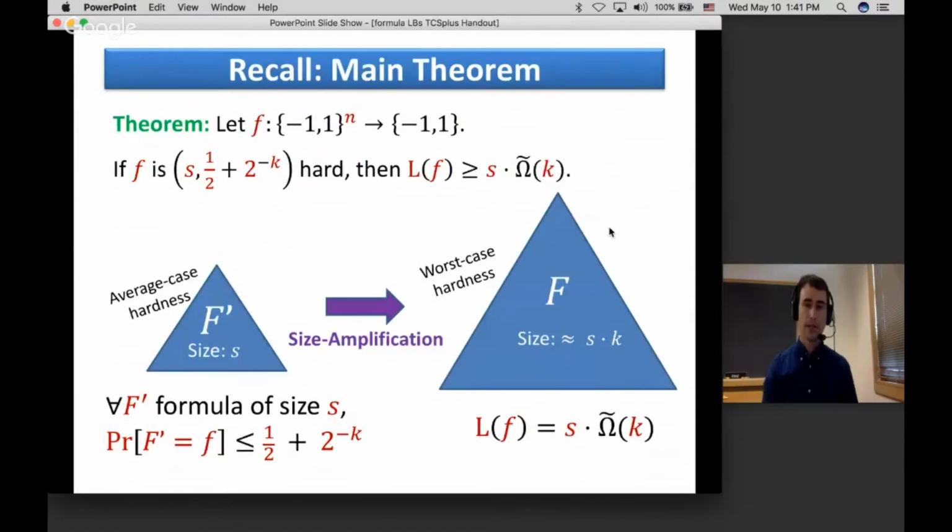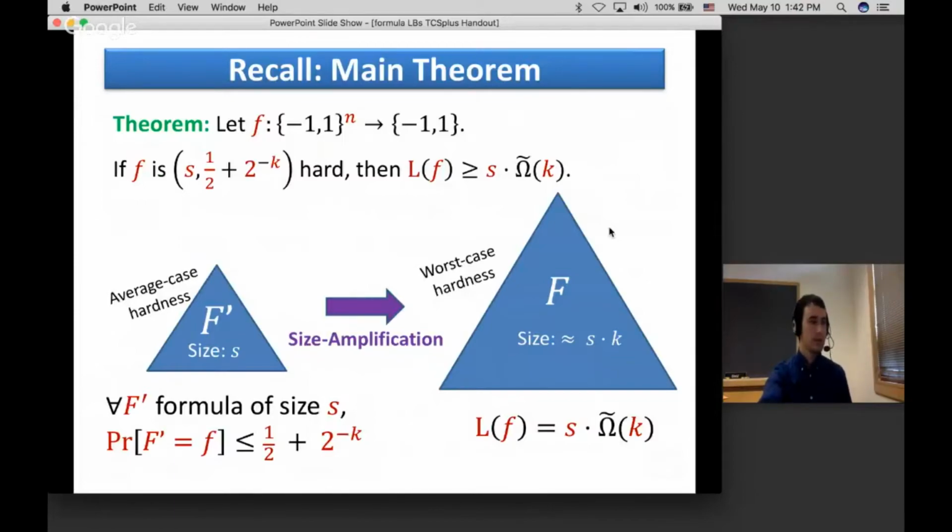And let me just recall the main theorem, what we showed so far. We showed that if a function is s, half plus 2 to the minus k hard, then in order to compute it in the worst case, you need size s times k. And this offers us an approach to prove worst case lower bounds. We can prove first average case lower bounds and then convert them into worst case lower bounds. So in all the applications, we will go in this direction, from average case hardness to worst case hardness. In the proof, we went in the other direction. We started with an exact computation, and we arrived at an approximate computation.